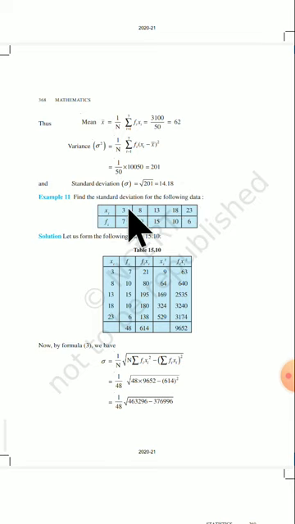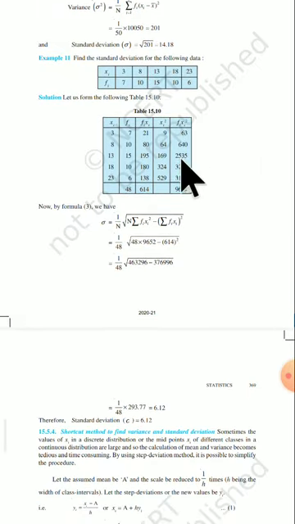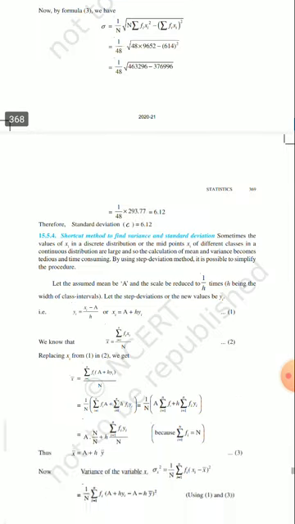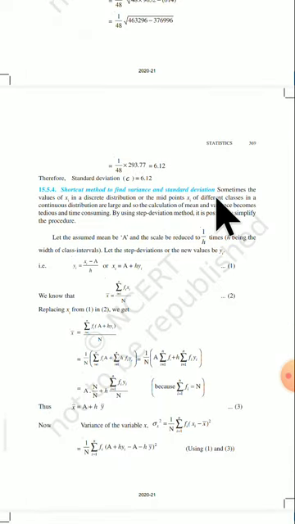Next, find the standard deviation for the following data. Here we will use the step deviation method, that is fi, xi, fi into xi, xi square, fi into xi square. This value is large, so we will use the shortcut method to find the variance and standard deviation. Sometimes the value of xi in a discrete distribution, or the midpoint xi in different classes in a continuous distribution, is large, and so the calculation of mean and variance becomes tedious and time consuming. By using the step deviation method, it is possible to simplify the procedure.